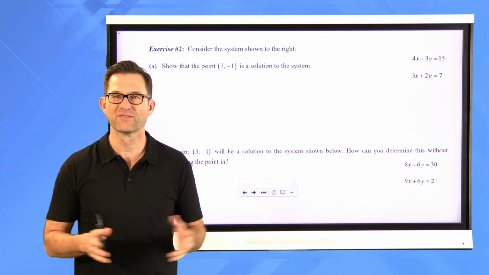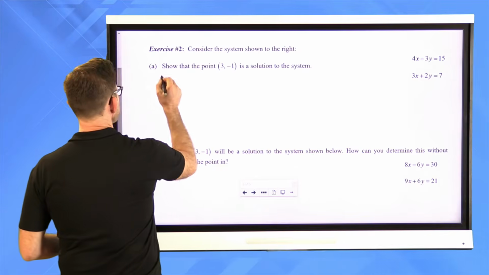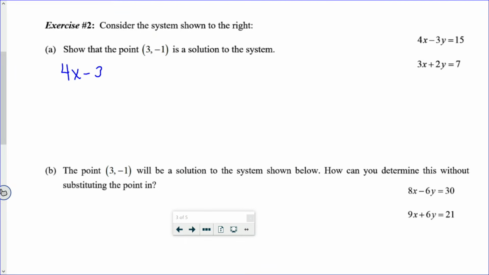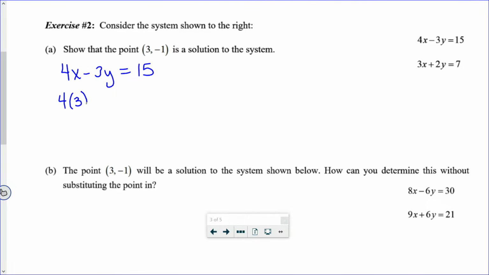All right, let's go through it. Well, first things first, I'll substitute it into that first equation. So I'll put in 3 for x, negative 1 for y. That'll be 12 plus 3, right? Negative 3 times negative 1 is equal to 15. 15 equals 15, that's true, right?